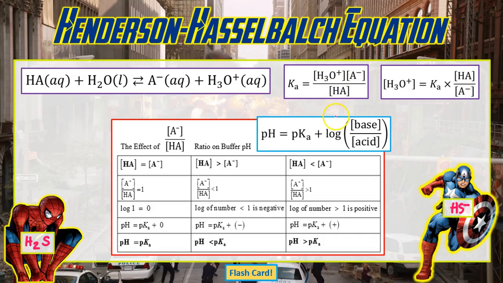And of course, we can go further and call out H3O plus specifically. And H3O plus is going to equal our Ka value times the ratio of our buffer components, which is going to be our weak acid divided by its conjugate base.